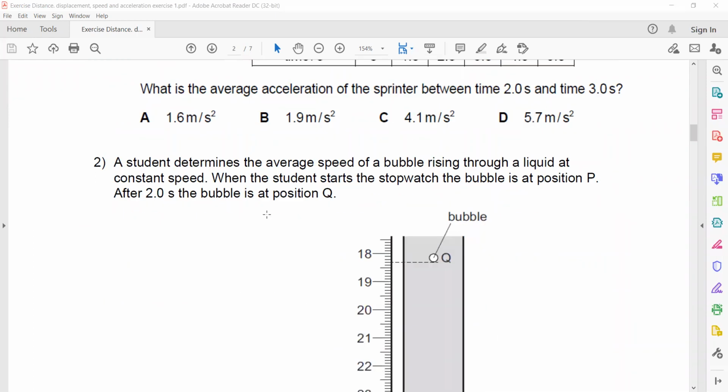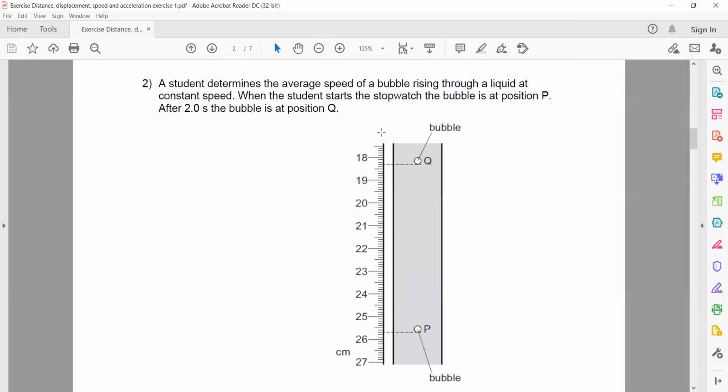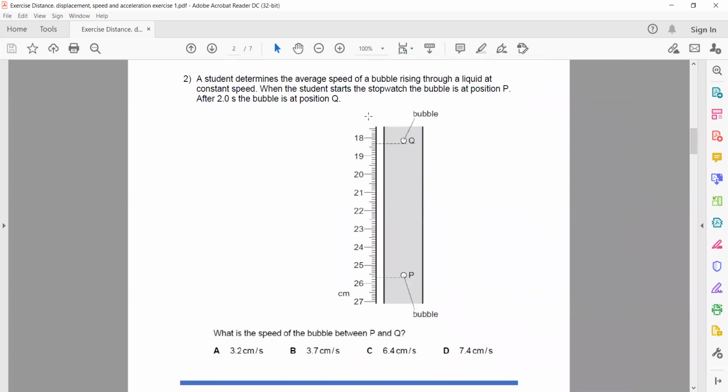Then question 2. A student used to determine the average speed, the total distance over total time. So the distance traveled by the bubble from 25.7 and here is 18.3. So when we take a difference, the distance traveled will be 7.4 centimeter. And the time it took is 2 seconds.